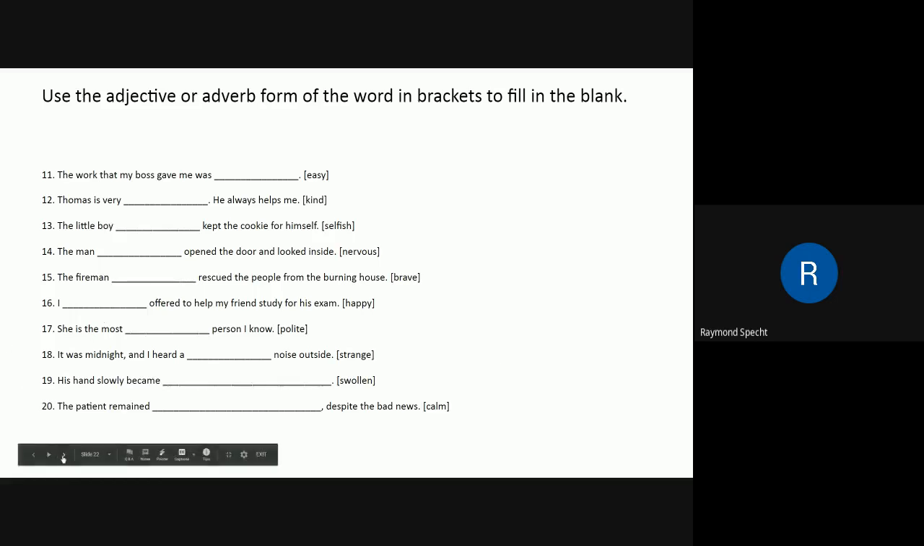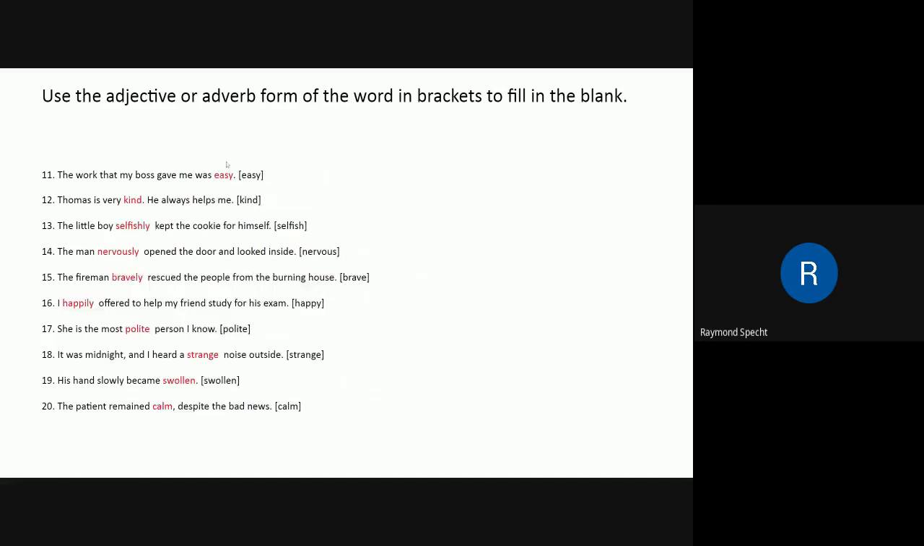All right, let's check our answers for this slide. Okay, so we're deciding to use the adjective or the adverb form. The work that my boss gave me was easy. Thomas is very kind. He always helps me. The little boy selfishly kept the cookie for himself.